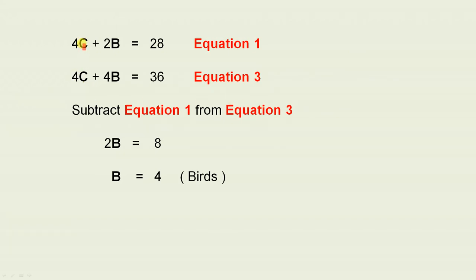4c minus 4c gives you 0. 4b minus 2b gives you 2b. 36 minus 28 gives you 8. So if 2b equals 8, therefore b equals 4. So that is the number of birds. So we have 4 birds. Now we have to solve for the cats. So we'll do that on the next slide.